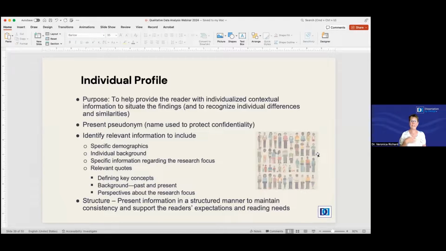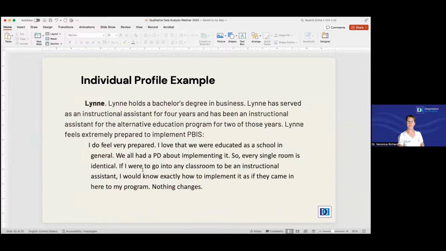I like to provide both the group profile and the individual profile. I think that those are both important. Now, if I only have 3 participants, I probably wouldn't do a group profile. I would let the individual profiles stand for themselves. Okay. Again, we're using pseudonyms or perhaps numbers. You identify relevant information to include, and I give you some examples here. And then we want to present the profiles in a specific structure. So think about that, and I'll give you an example here.